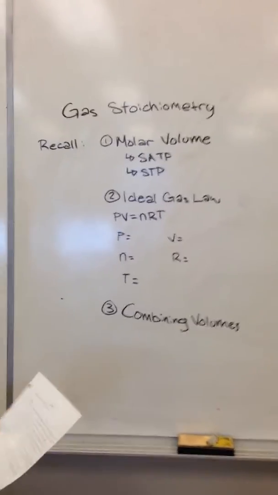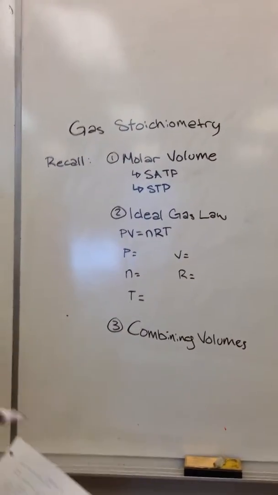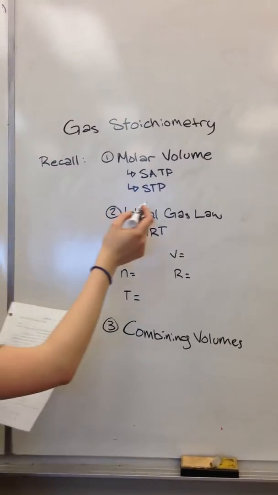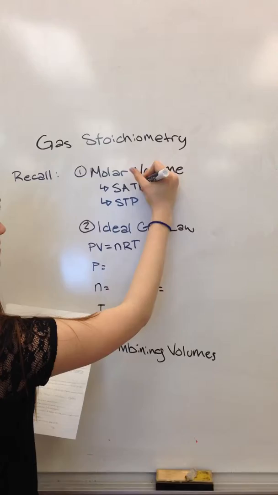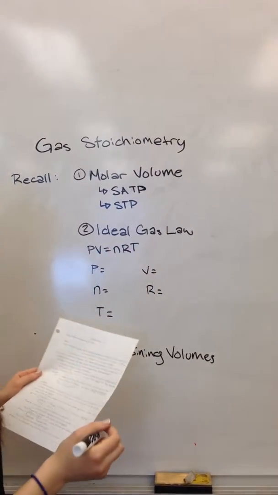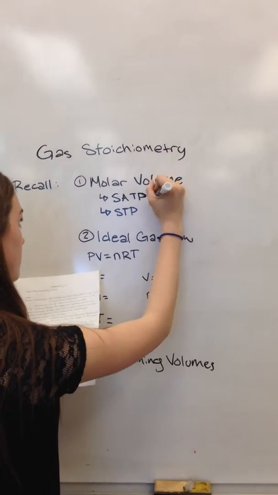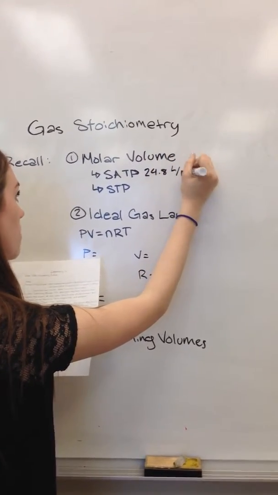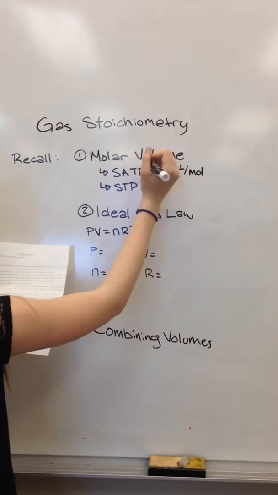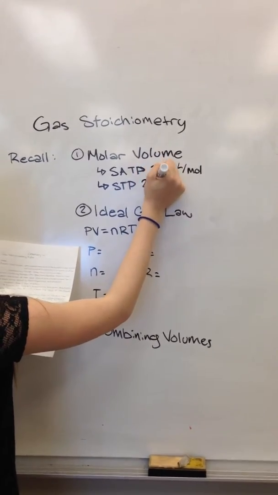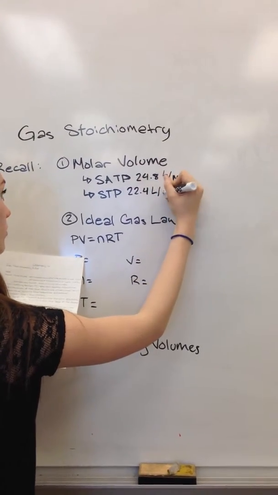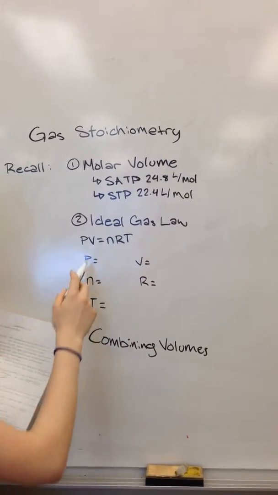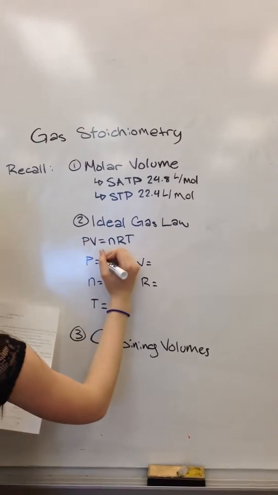Okay, so this is gas stoichiometry, and where we're going to start is you have to recall from your gas unit the molar volume at SATP, which is standard ambient temperature and pressure, that the molar volume is 24.8 liters per mole, and at standard temperature and pressure it's 22.4 liters per mole.